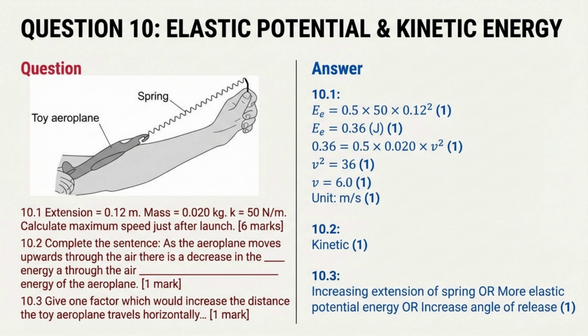And 10.3, give one way to increase the horizontal distance the airplane travels. The mark scheme offers 2 choices. You can either increase the extension of the spring, which just gives it more starting energy, or you can increase the angle of release to give it a better trajectory.